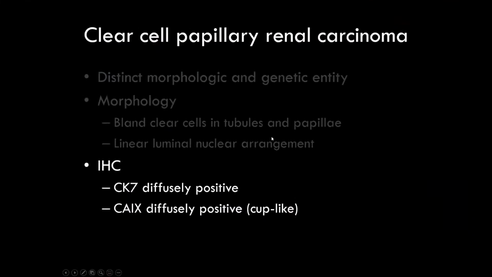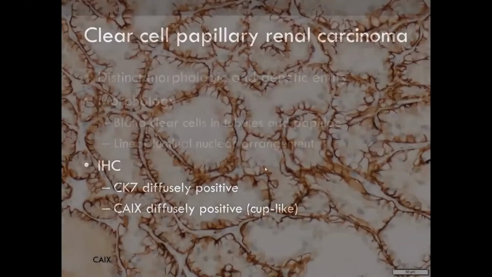IHC is also very helpful in making this diagnosis because, as you can see, the differential includes both clear cell renal carcinoma and papillary renal cell carcinoma. This one is diffusely positive for CK7, which is completely unlike a conventional clear cell renal carcinoma, but similar to a papillary renal cell carcinoma. In contrast, if you use CA9, carbonic anhydrase 9, this is diffusely positive like a clear cell renal cell carcinoma, but completely unlike a papillary renal cell carcinoma. However, the pattern of CA9 is also very helpful in distinguishing this tumor from a conventional clear cell renal carcinoma.